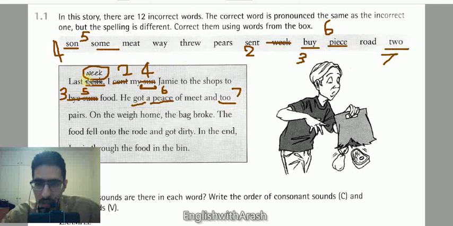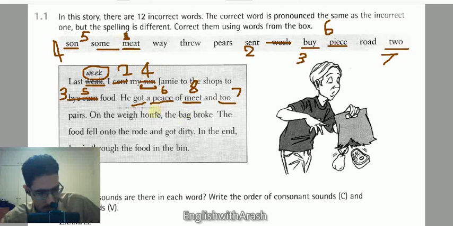So let's move on. So last week I sent my son Jamie to the shop to buy some food. He got a piece of meat. Yes, meat. Meat is M-E-A-T. Let's call this 8. G-O-T is okay. What is the problem, someone? I didn't get it. G-O-T is okay.